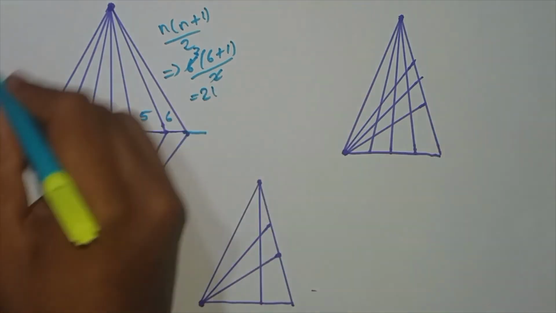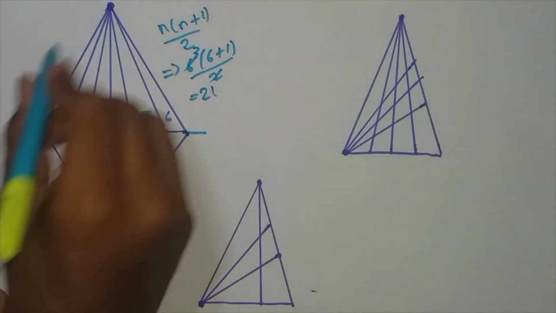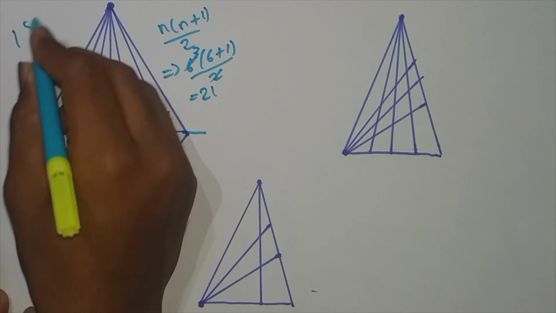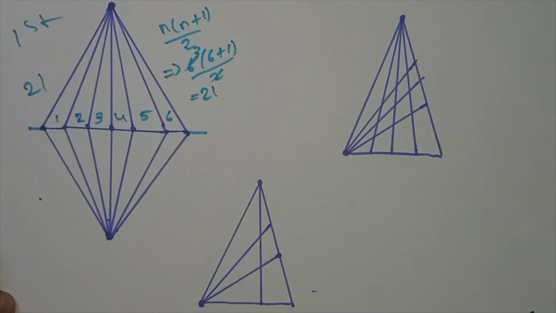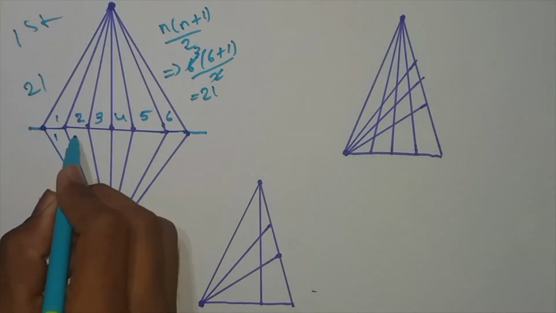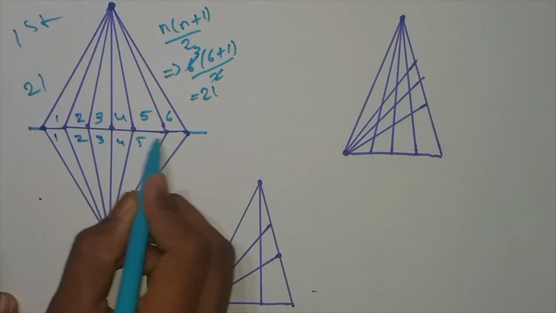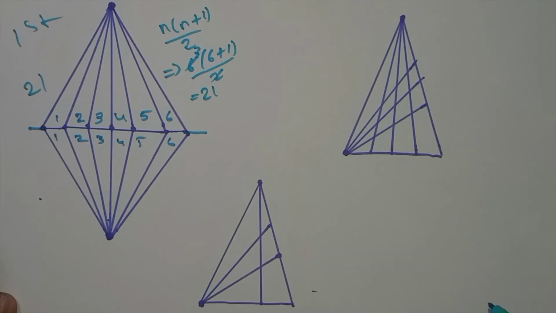So there are 21 triangles in this first part only. Consider this as the first part. That means there are 21 triangles in this first part. And the second part also has 1, 2, 3, 4, 5, 6. The same formula applies, so it will also be 21 triangles.